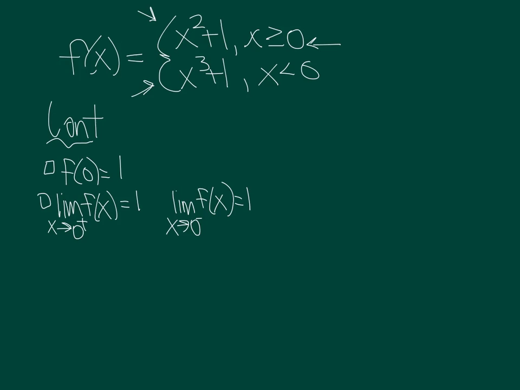So we can see that the limit does exist and the value does exist, and the limit equals the value, so therefore this function is continuous. Okay? And really this is what you need to write as your work to support continuity. And then you could say, yes, the function is continuous. Now let's check out differentiability.